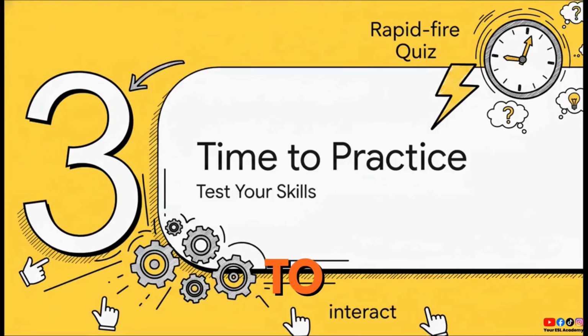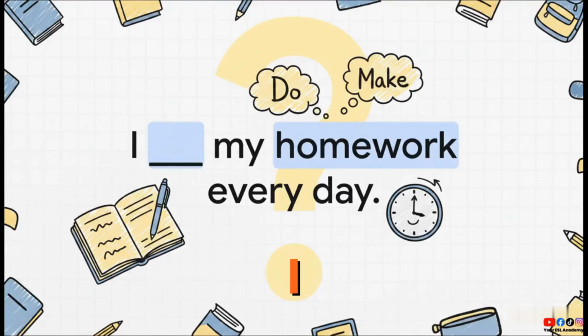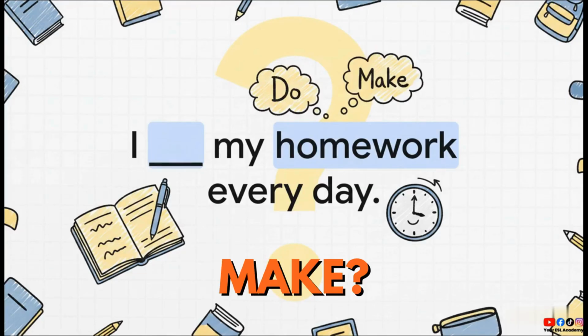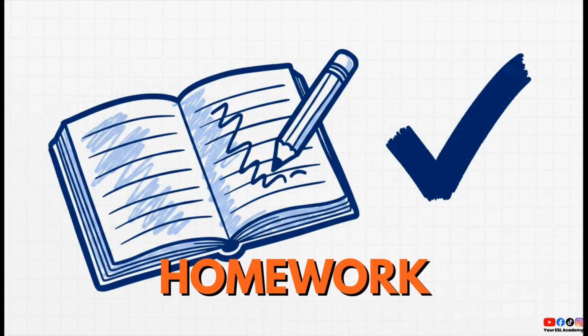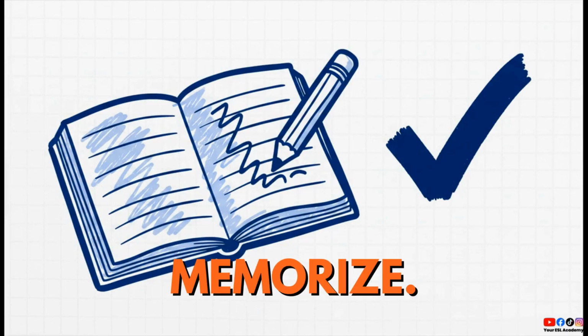All right, let's move on and see how this builds into real-world usage. It's time to practice. Here's your first one. I blank my homework every day. Take a second to apply the rule. So is it do or is it make? It's do. I do my homework every day. Remember, homework is an activity or a task. Plus, as we just saw, it's one of those fixed expressions we've got to memorize.